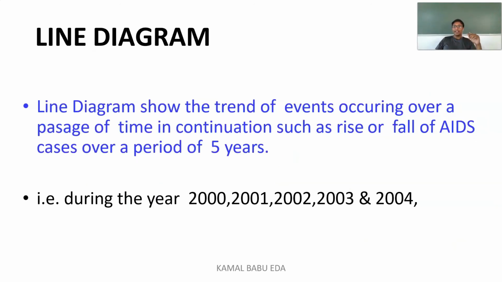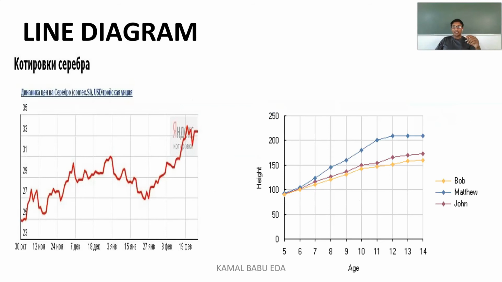Next we will see the line diagram. The line diagram shows us the trend of events occurring over the passage of time. For example, if you take AIDS in the past 5 years, we can see to what extent the number of cases is increasing, and to what extent the number of cases is decreasing.